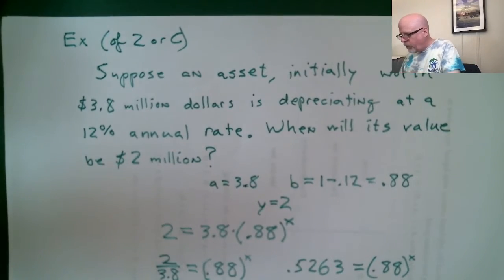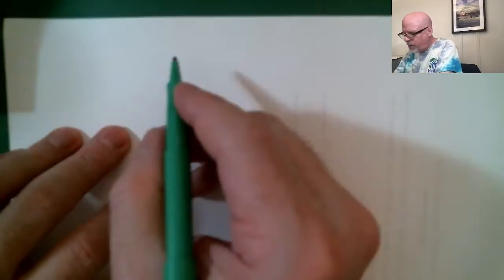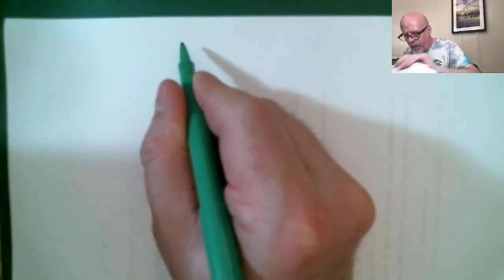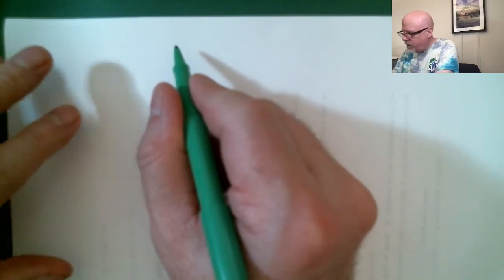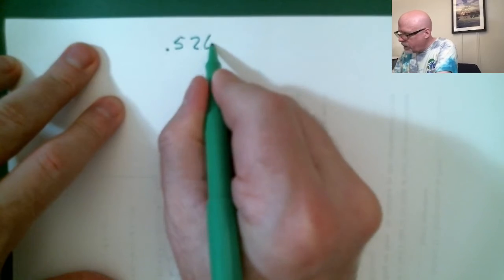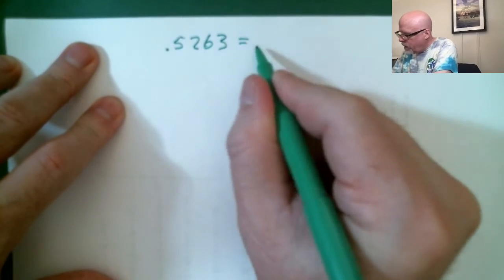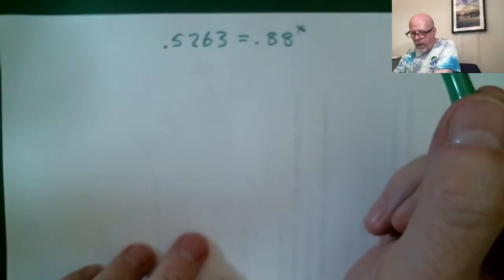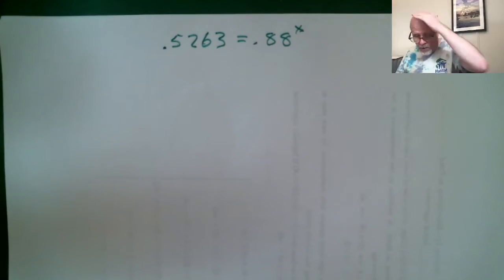So this is a really typical situation. Actually, I feel guilty. I should have written that on a new page. So let's do that now. 0.5263 equals 0.88 raised to the x. Anyway, here's where logs come in.